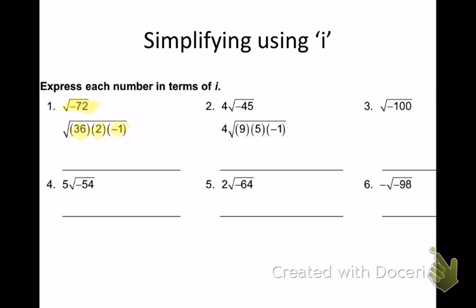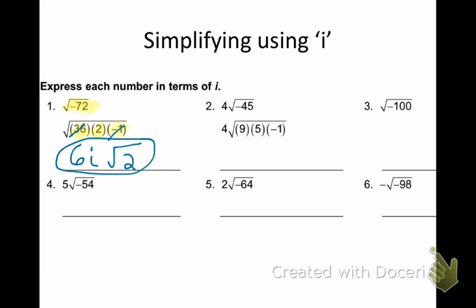What's the square root of 36? 6. What's the square root of negative 1? i. And then can 2 break down? Nope, so that's going to stay inside. So it's 6i square root of 2. And there's your answer.